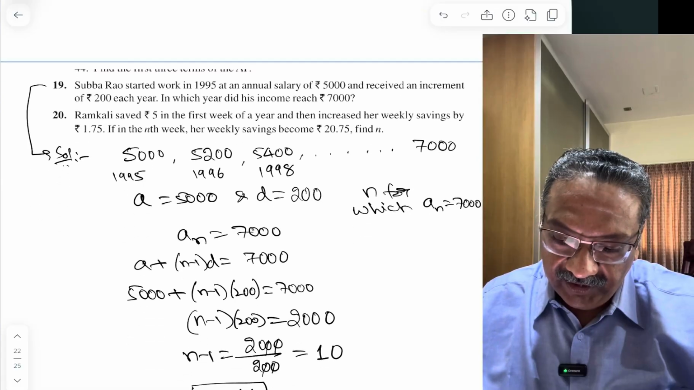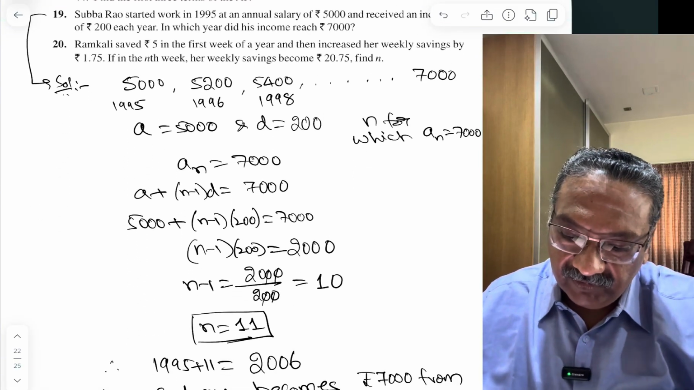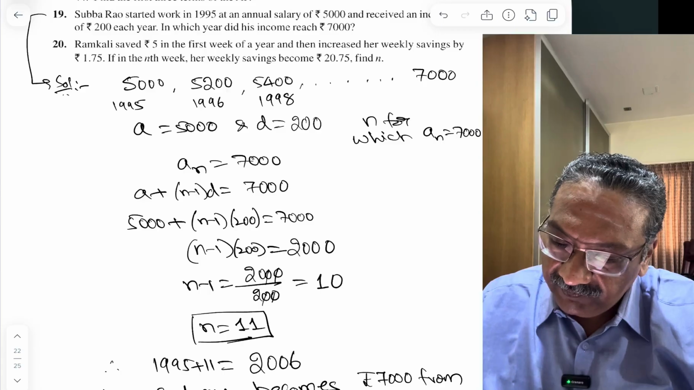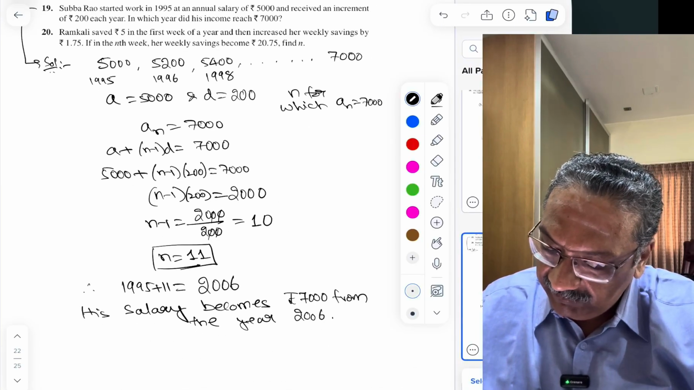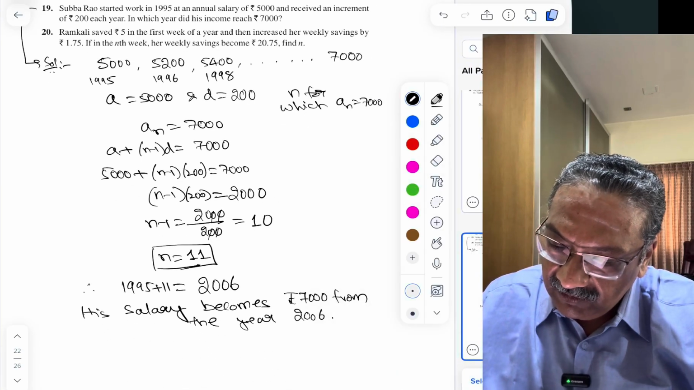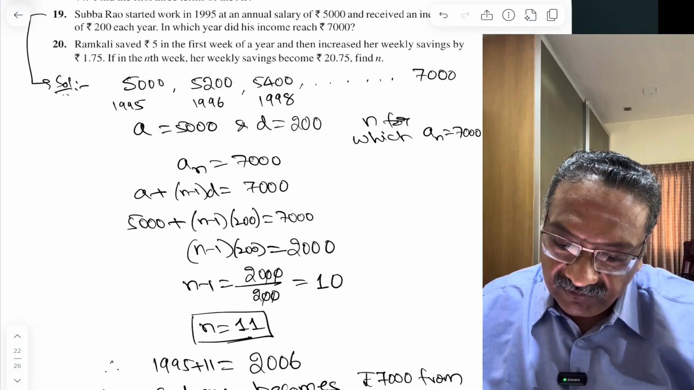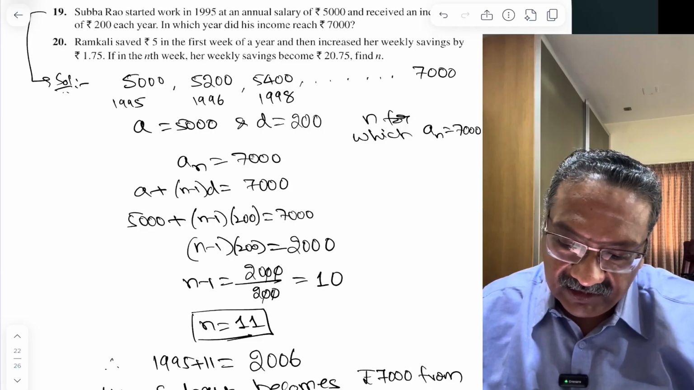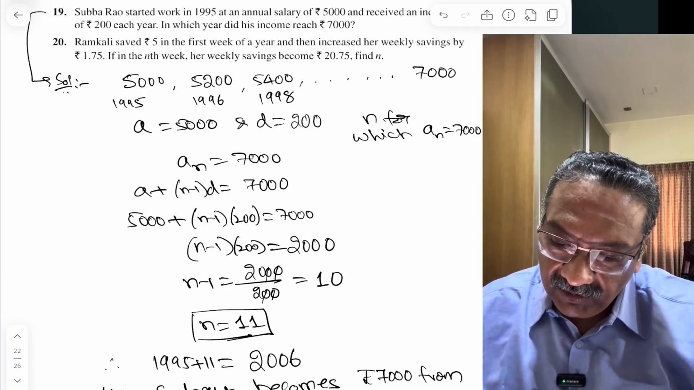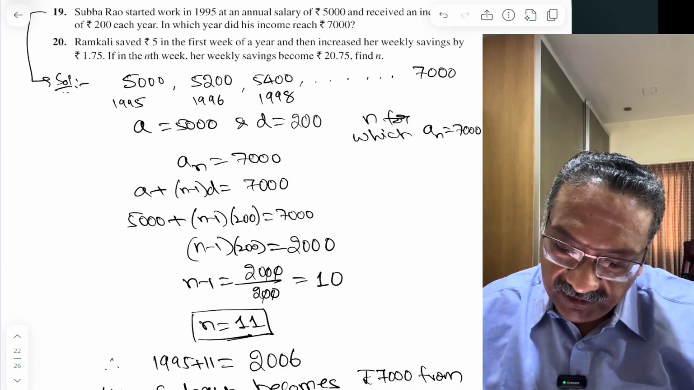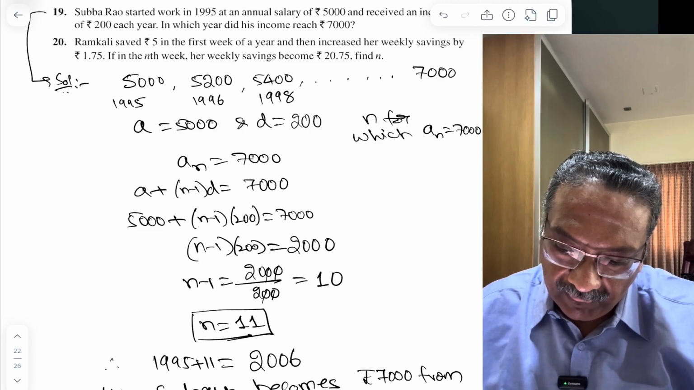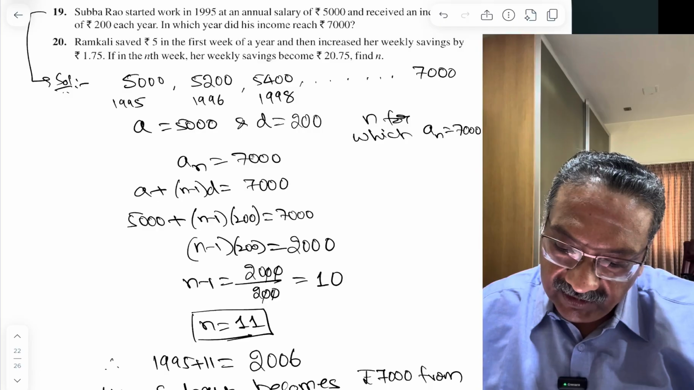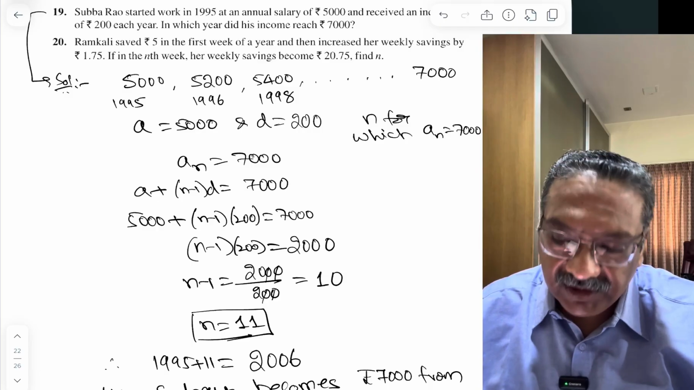Next, question 20. Ramkali saved rupees 5 in the first week of a year and then increased her weekly savings by 1.75. So every week she increased her weekly savings by 1.75. If in the nth week her weekly savings becomes 20.75, find n.